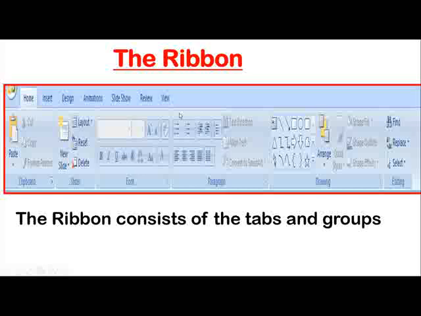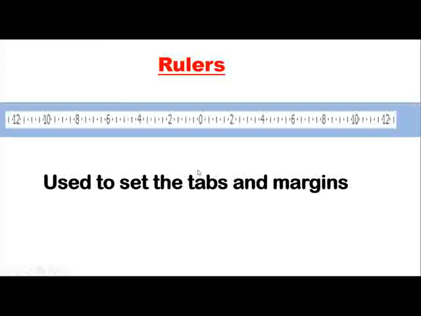So, ribbon is a combination of tabs and groups. Okay. And next is rulers. Below ribbon, you can see rulers. There are two types of rulers present, horizontal ruler and vertical ruler. These rulers help us to set the tabs and margins. We can adjust the margins and tabs using rulers.